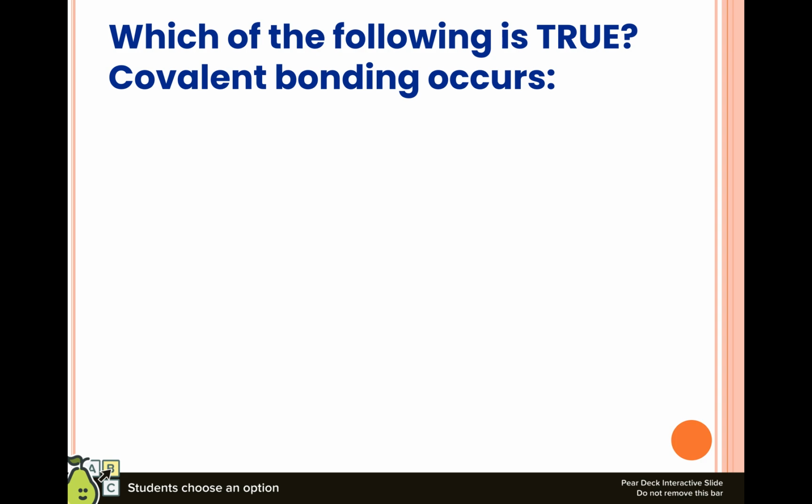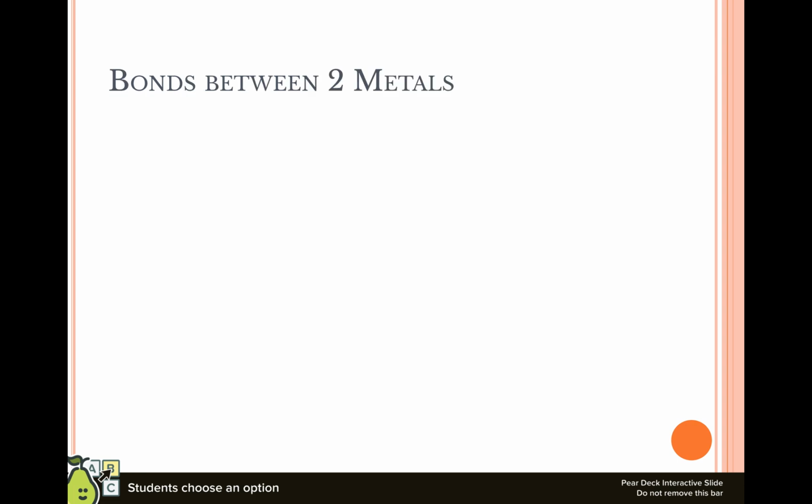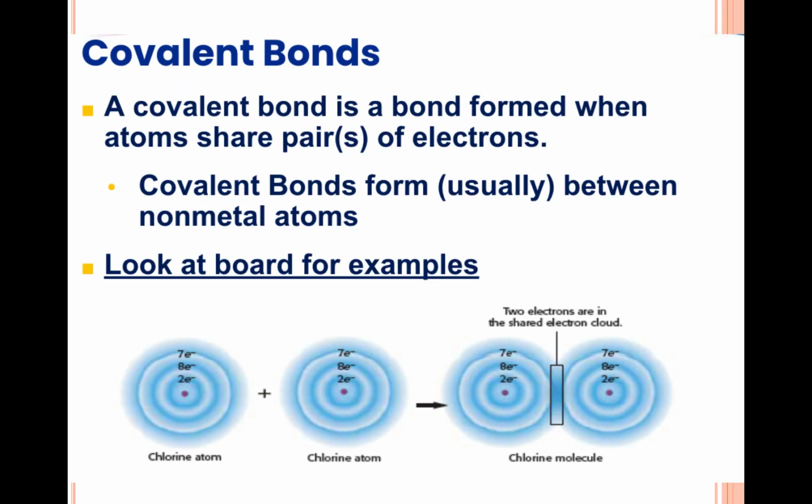You can't do this because you don't have the Pear Deck open. You can pause and answer this out loud or in your head. Metal and nonmetal, left side, right side, is ionic. Two metals, actually, that's going to be a special kind called metallic. Covalent would be between two nonmetals, and that's what we've said here.